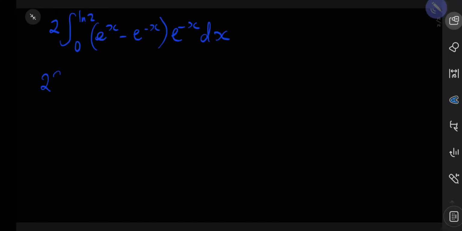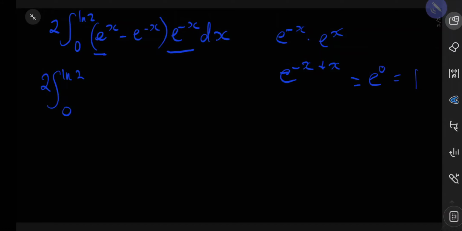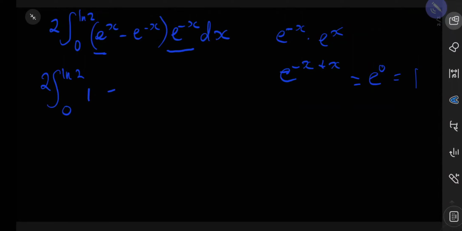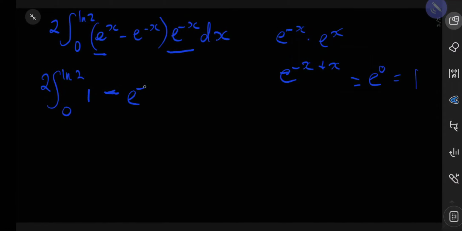So to open this, this times this, because they have the same base, you just add the powers. You have minus x plus x, which is e raised to power 0, and anything raised to power 0 is 1. So here you have 1 minus this times this. Exactly the same procedure follows again, and we have minus e raised to power minus 2x dx.